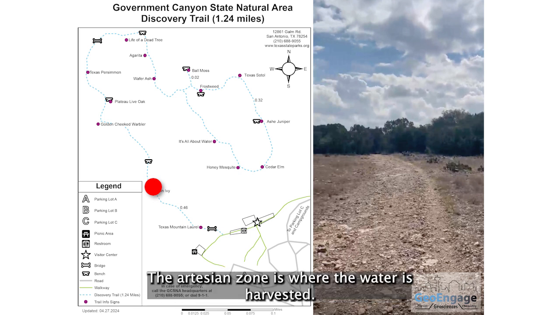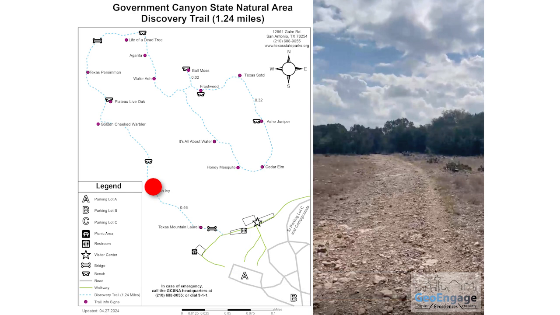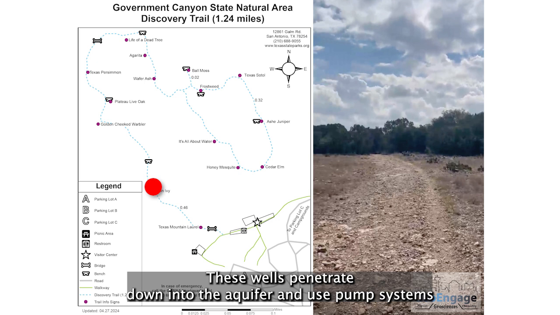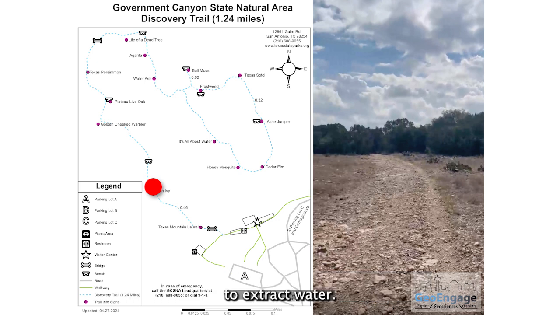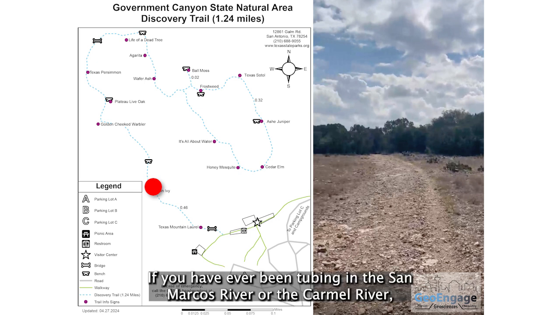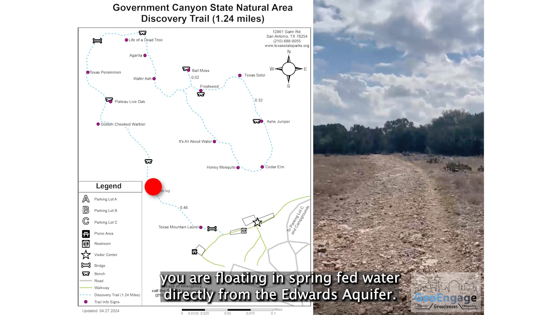The artesian zone is where the water is harvested. This can be done through human-drilled wells. These wells penetrate down into the aquifer and use pump systems to extract water. Natural pressure can also force up water through natural springs like the San Marcos Springs and Comal Springs. If you have ever been tubing in the San Marcos River or the Comal River, you are floating in spring-fed water directly from the Edwards Aquifer.